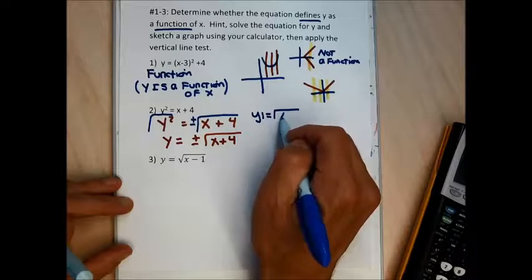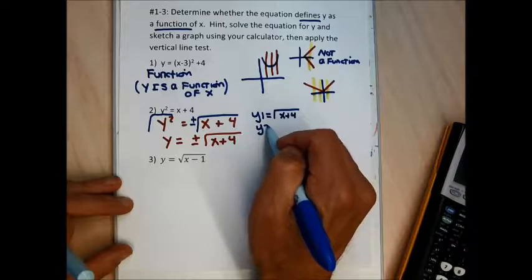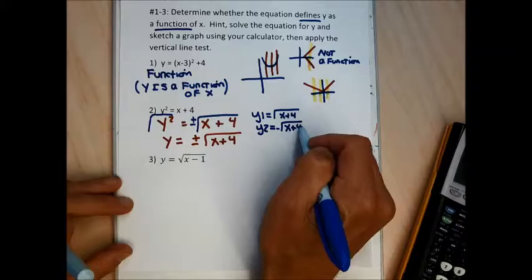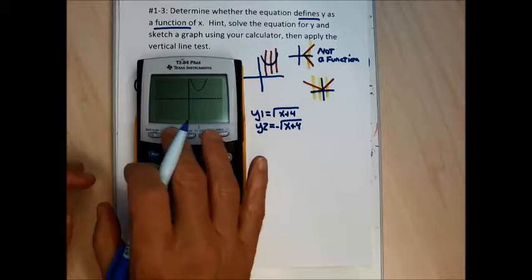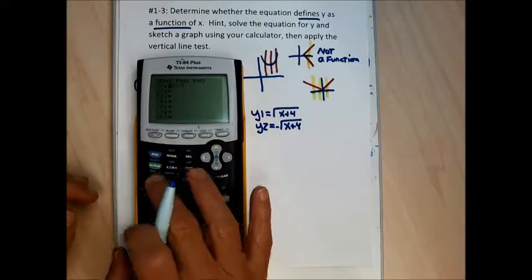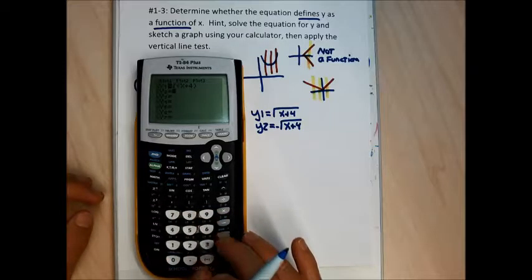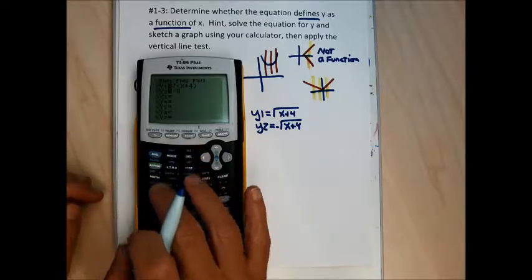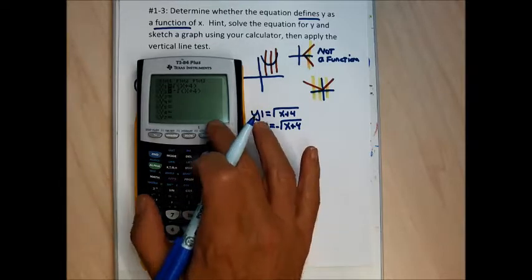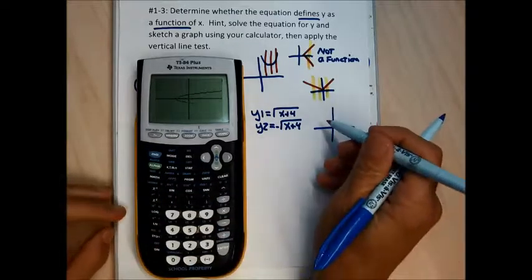When I go to graph this, I'm going to have to enter one function for the plus version of this and another function for the minus version. And when I do that, I'm going to get a non-function. So let me just graph this real quick so you can see that this isn't a function, or y isn't a function of x, just by entering the square root of x plus 4 and then the negative square root of x plus 4. And now when I graph this, I get kind of a parabola on its side.